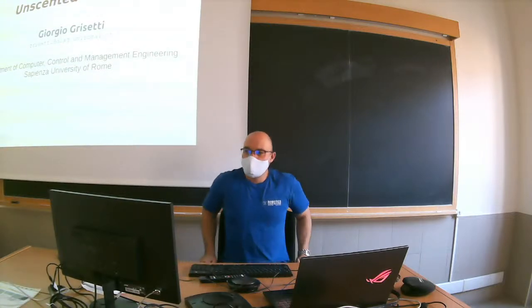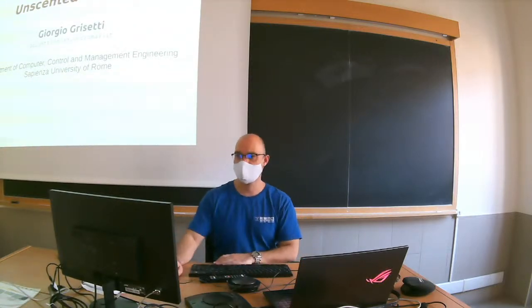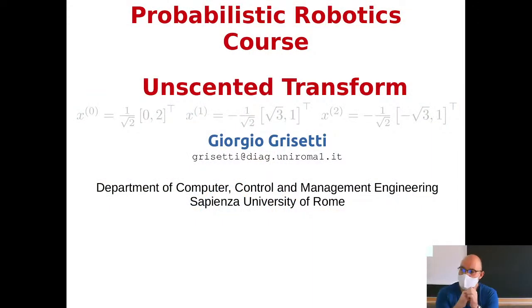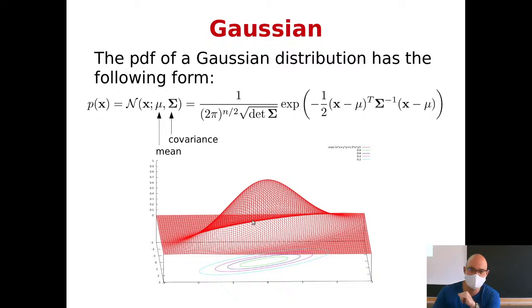Okay, now what is the unscented transform? As usual, in the slides, I have to put the recap, but let's assume that the next time you will pull, you will find the syllabus of the lecture in the first slide. The unscented transform is a way, an alternative way to parameterize a Gaussian distribution.